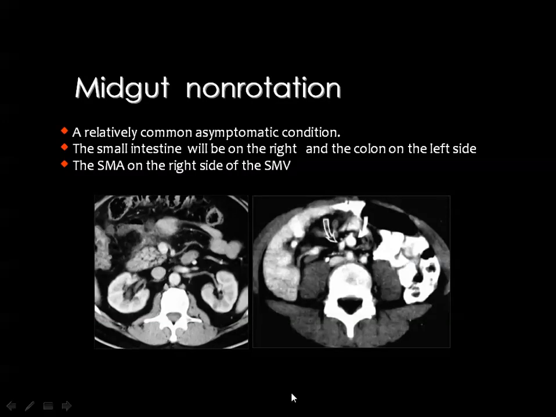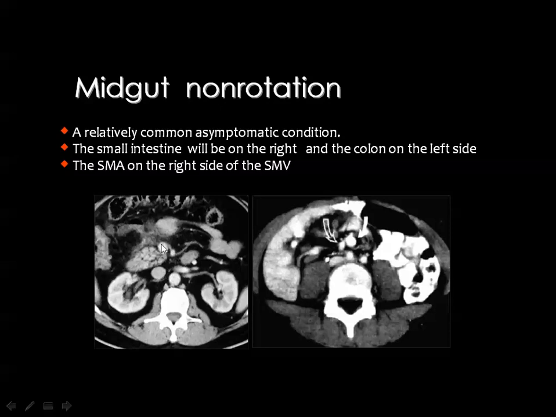Then you remember from the anatomy that this is the region of the pancreatic head identified by the superior mesenteric artery and vein. And this is the normal relation between the superior mesenteric artery and the vein. The artery is near to the midline, smaller in caliber than the vein itself.